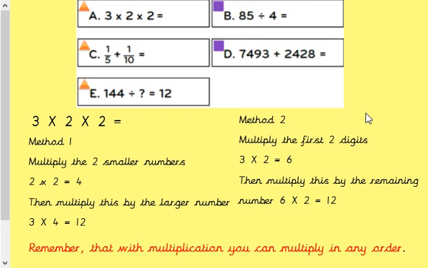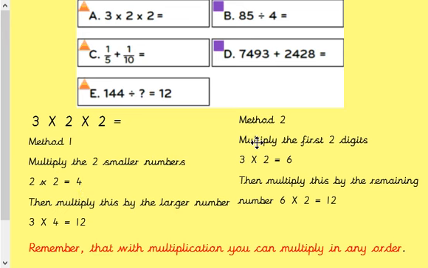Okay, the first question we're going to look at this morning, question A, 3 times 2 times 2. The first method I would use, and this is probably my favourite method, would be to multiply the 2 smaller numbers together, or the 2 numbers that are the same. In this case, it's 2 times 2, which we all know is 4. And then I would multiply this number by the larger number. So 3 times 4 equals 12.